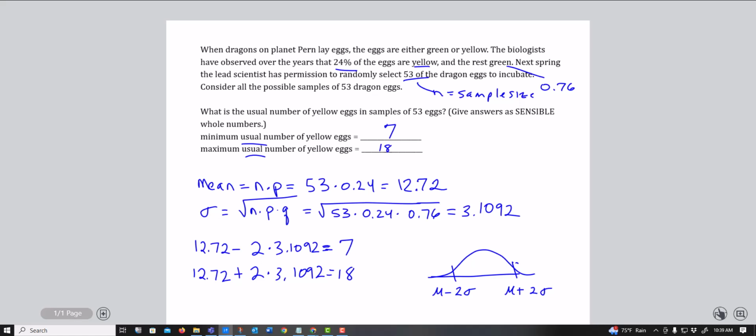So anytime you're asked if something is usual or unusual, it has to be within these 2 standard deviations, because this is 95% of the data. So anything less than 5% would be unusual.